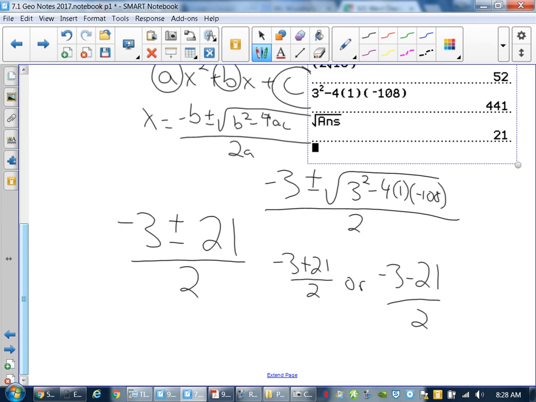And I want you to think about this here. One of these answers doesn't make any sense. It would be the negative in this case, because you can't have a negative side length. You can't measure out negative. So what is negative 3 plus 21? 18. What's 18 divided by 2? So the only answer here that's going to work is if x is equal to 9. That's how that works.